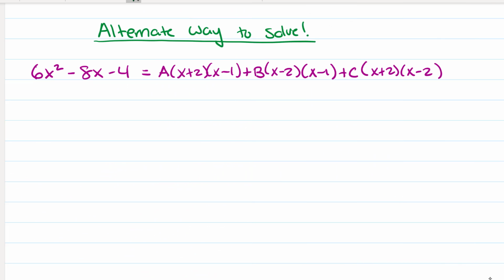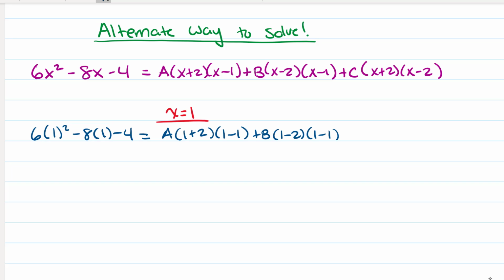So I want to show you guys a quick little thing. It's an alternate way to solve these problems instead of distributing and then making the equations. So what you can do is you can strategically find x values that will make the equation easier. So for example, I'm going to test the number x equals 1. So what I'm going to do is I'm going to plug 1 in for x everywhere. So watch what happens. When I plug the 1 in everywhere, certain terms are going to go away.